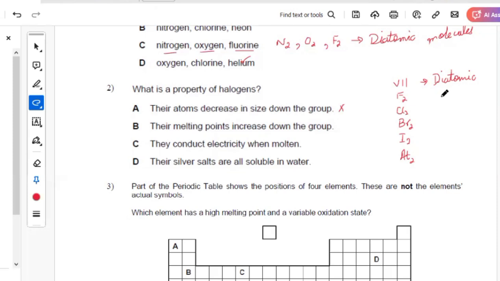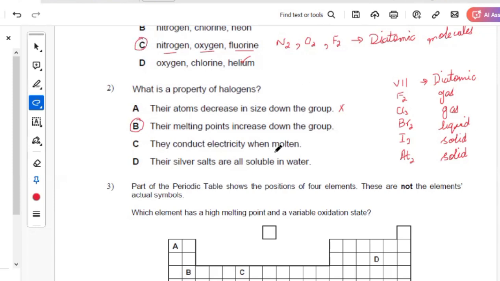Yes, it is right because they exist in the state of gas, then liquid, then solid. You can see their state is changing from gaseous to solid, so it is true that their melting point also increases down the group. This option is right.